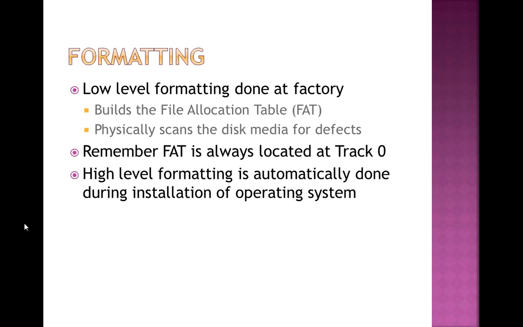Then what is formatting? There are two types of formatting, low level formatting and high level formatting. Low level formatting is done at the factory, which builds the file allocation table, that is your FAT. It physically scans the disk media for defects. Remember, FAT is always located at track 0. As I told you, the file allocation table is used for the bootstrap loader, for booting. That's why it is stored at track 0.